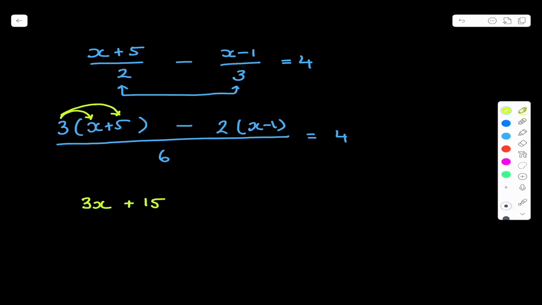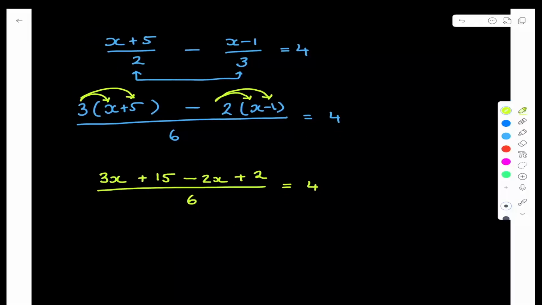Nice. For the second part, you're going to do that times that, which is -2x. And be careful of this because you have a double negative. So -2 times -1. Hopefully, you all got that it is positive 2. Remember, a negative times a negative is a positive. So -2 times -1 is positive 2. This is all over 6, and it equals 4.